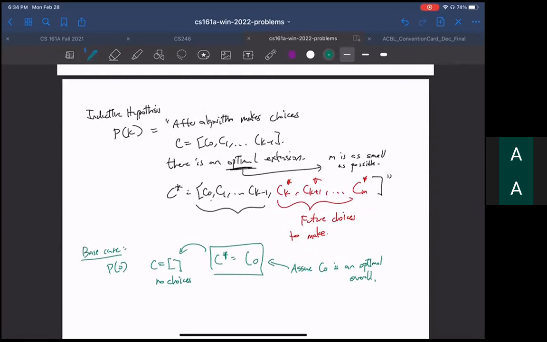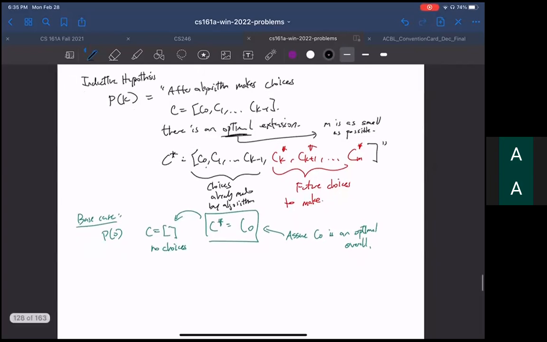You can just take everything in C optimal and put it in C. That is an extension, right? That's saying that all this black stuff, the choices already made by the algorithm, is just empty. And then the future choices you would make would be C optimal. We show that an optimal extension does exist. If an optimal exists, then an optimal extension has to exist. So that shows that P0 is true.